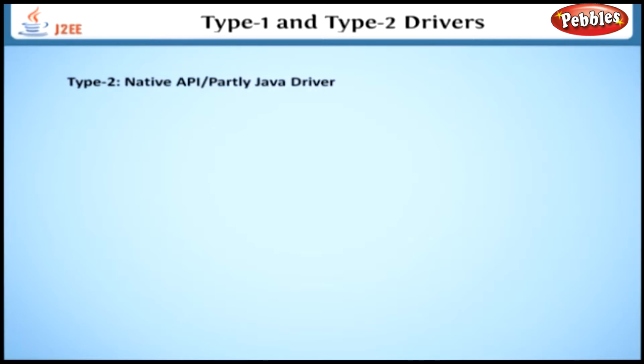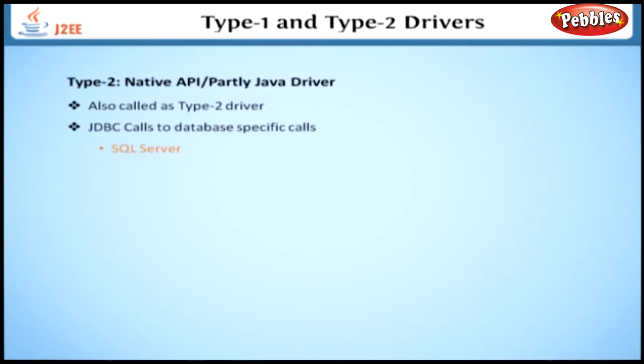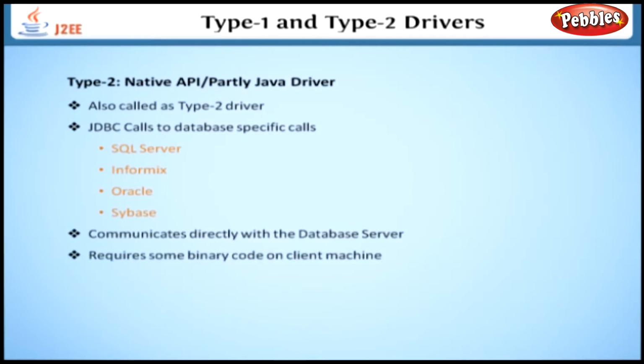Type 2, Native API, partly Java driver. A native API, partly Java driver, is also called Type 2 driver. It converts JDBC calls into database-specific calls for databases such as SQL Server, Informix, Oracle, and Sybase. This type of driver communicates directly with the database server, so it requires some binary code present on the client machine. However, the Type 2 driver provides more functionality and performance than the Type 1 driver.